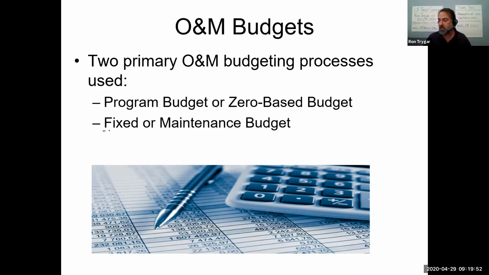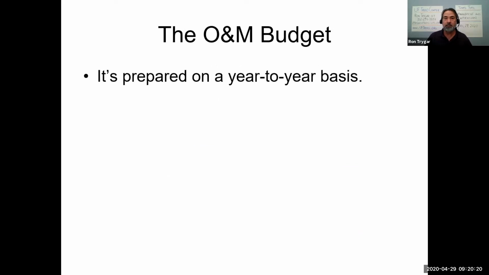We also see, as a bullet point here, a fixed or maintenance budget. A fixed budget is where we generally roll over year to year the same amount of money, and we really don't put any more resources allocated into line items. We say it's just a fixed budget. We have a certain amount of money per year to spend, and that's fixed. It's put in place. We're guaranteed that that money would be there. Okay. So the O&M budget is prepared generally on a year-to-year basis.